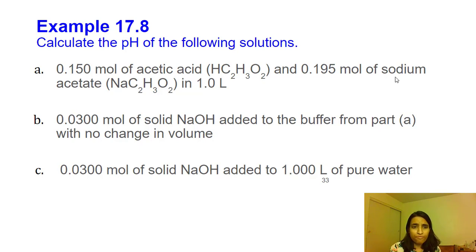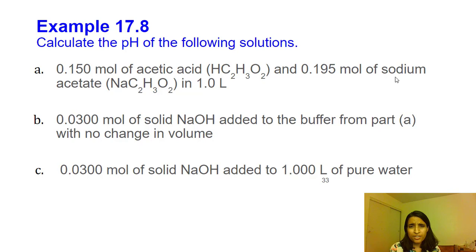So once you have found the solution to that question, question B is asking: 0.0300 mole of solid sodium hydroxide is added to the buffer from part A with no change in volume. So what this means is that a base is added to the buffer. What is going to happen to the buffer? And part C is asking, the same amount of sodium hydroxide is added to 1 liter of pure water.